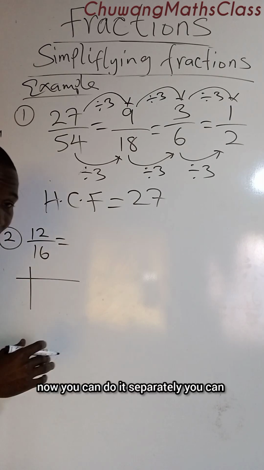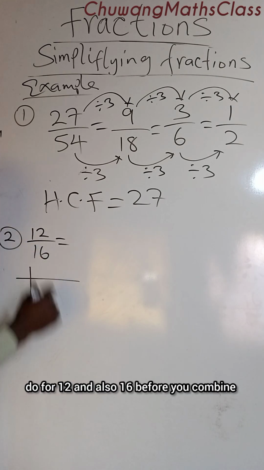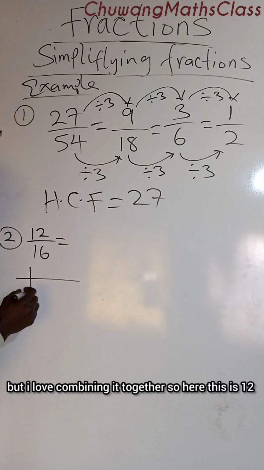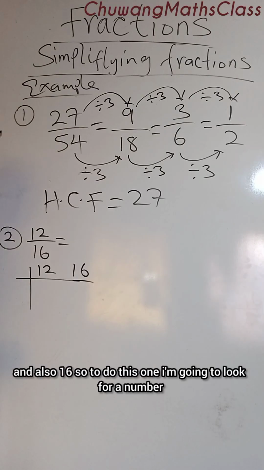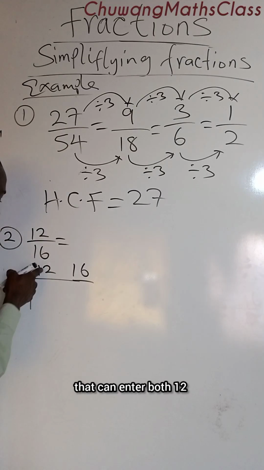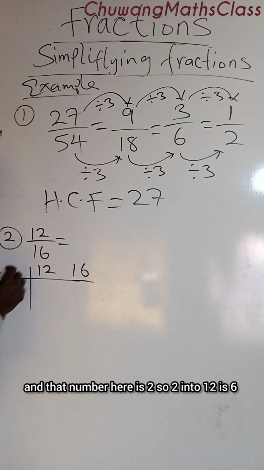Now you can do it separately. You can find the HCF for 12 and also 16 before you combine. But I love combining it together. So here this is 12 and also 16. To do this one, I'm going to look for a number that can enter both 12 and 16 without remainder. Okay, and that number here is 2.